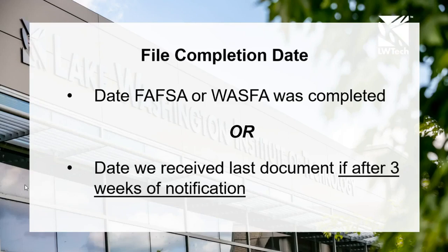When our office notifies you that we need additional information, you have 3 weeks to submit the requested information. If you submit the requested information within these 3 weeks, your file completion date will be the date that your FAFSA or WASFA was completed. If you submit the requested information after 3 weeks, your file completion date will be the date that we received the last requested item.